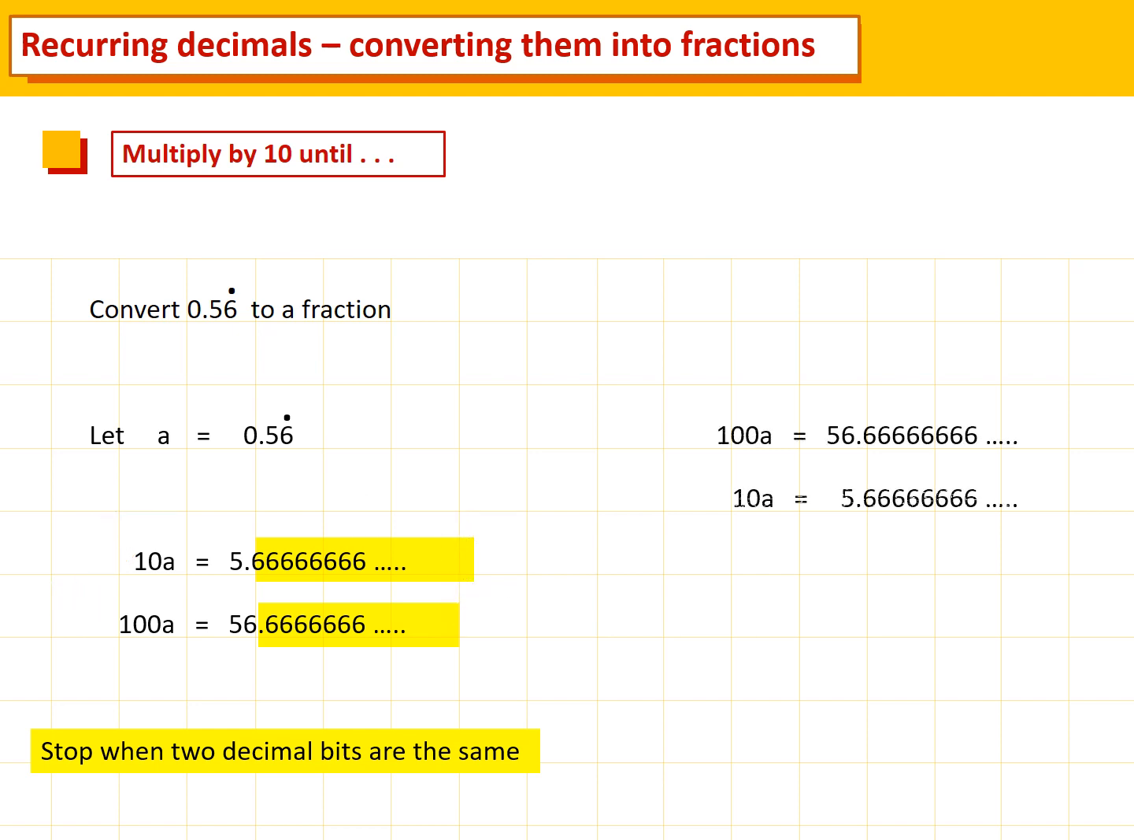100a take away 10a. And when we do the subtraction, those decimal parts just melt away and disappear. On the left hand side we get 90a, on the right hand side we get 56 take away 5, which is 51. We're going to divide both sides by 90, so a is 51 over 90. We get our cancelling down boots on, and our final answer is 17 divided by 30.